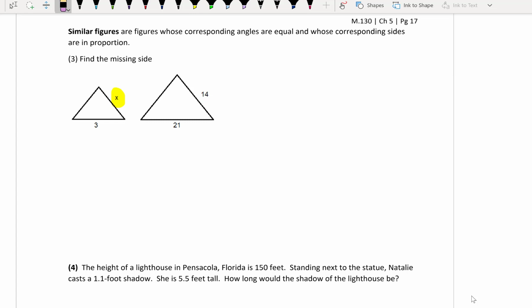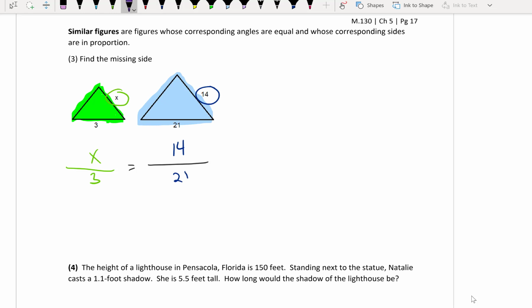And actually, I'm going to do this in different colors. I'm going to say this is my green triangle, right? And I'm going to say that this is my blue triangle. Sometimes it's just easier to see the colors. So I have my green and I have my blue. So in my green triangle, I have this x and I have my denominator of 3. Now, corresponding in my big triangle, that blue one, I have 14 and I have 21.